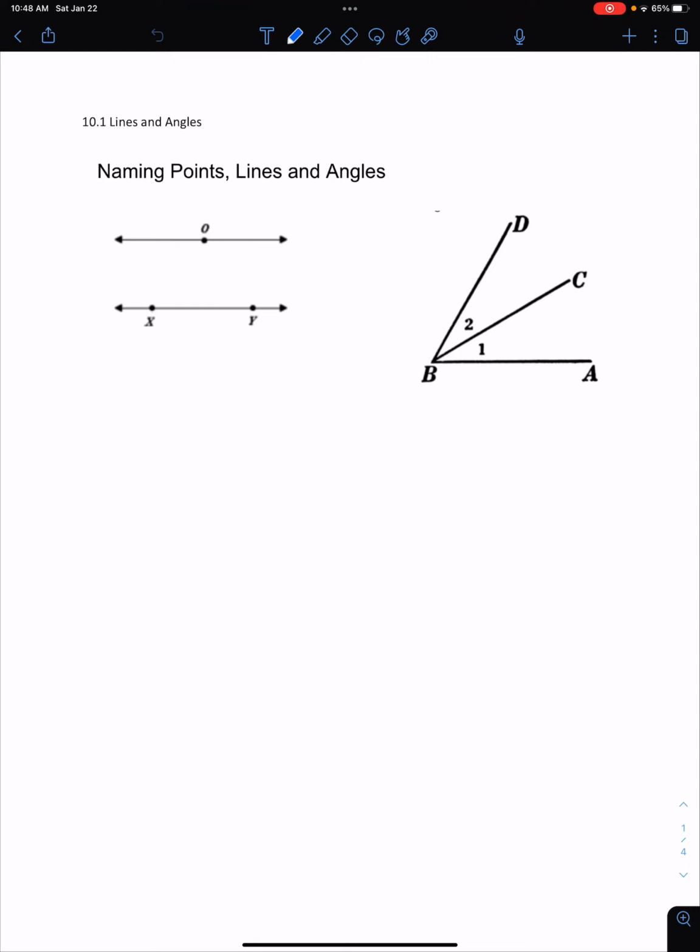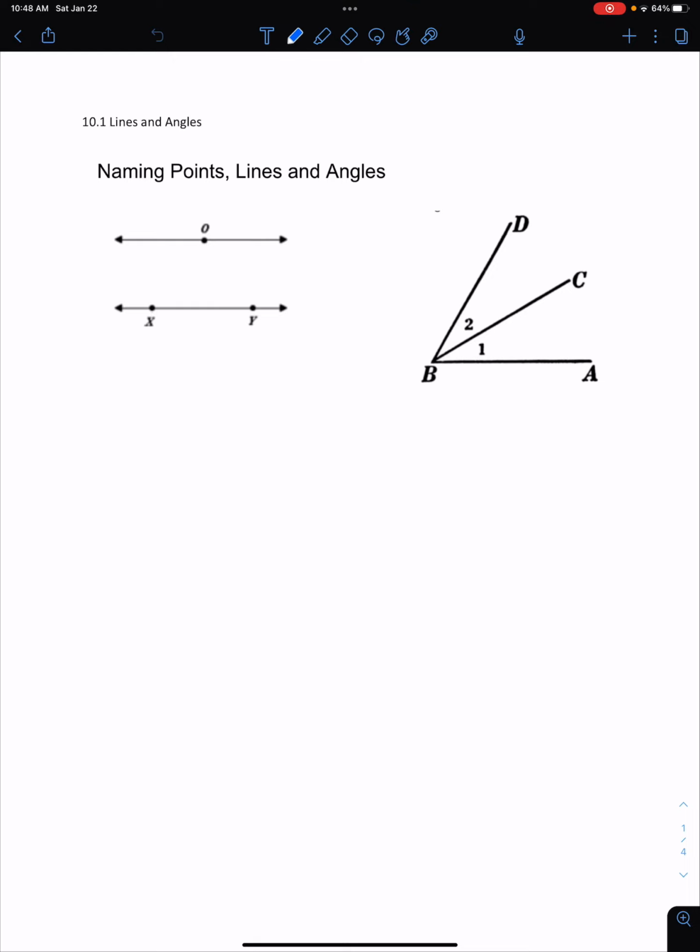The other thing that I'm going to try to do as I go through these videos is point out some of that terminology to you. So here in this first video, we're going to be naming points, lines, and angles. I've got some diagrams here on the screen.